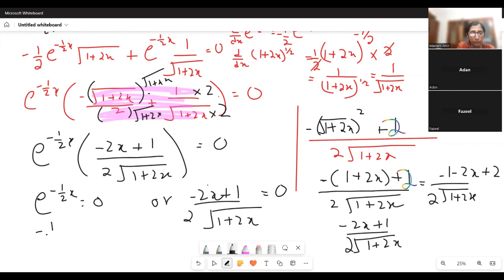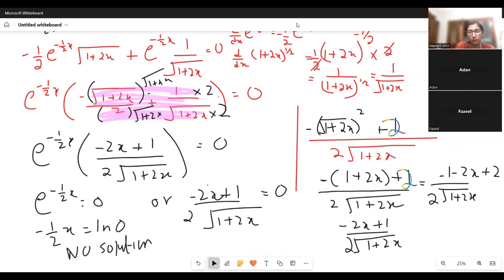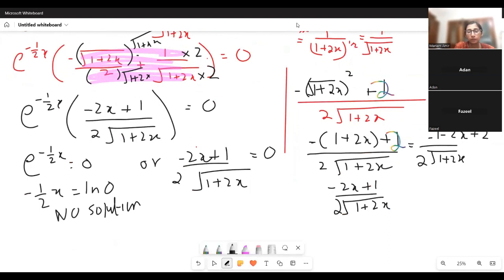The e goes to the other side and becomes ln. ln 0 gives a math error, no solution. And here the denominator multiplied by 0 becomes 0, so -2x plus 1 equals to 0. So we're getting x equals half. So x equals half should be done.